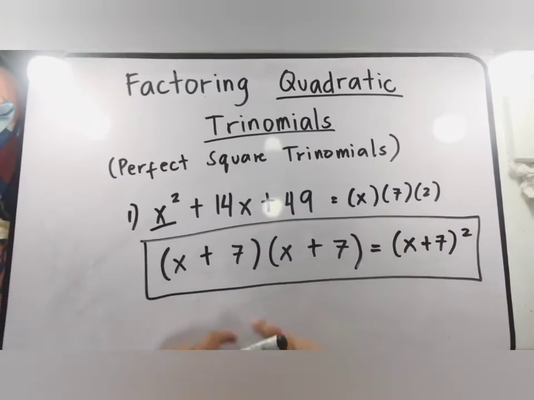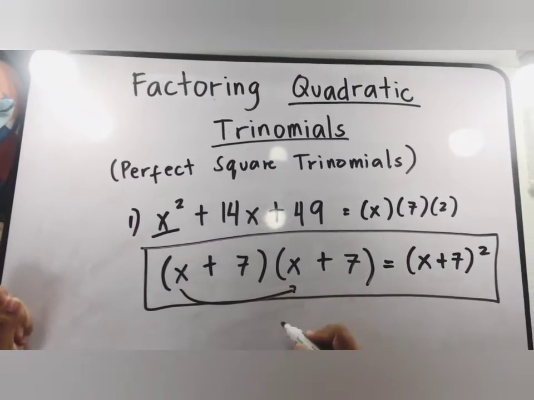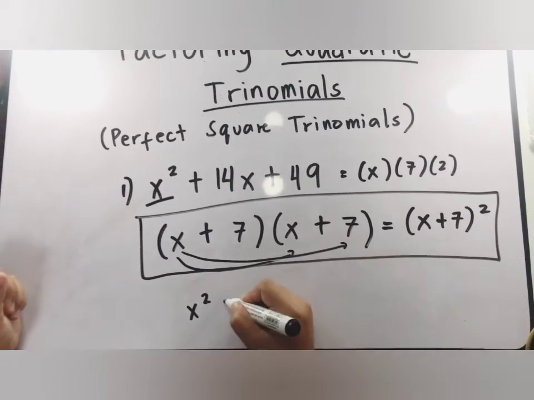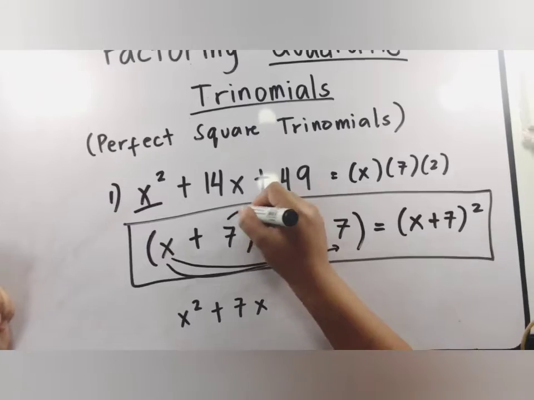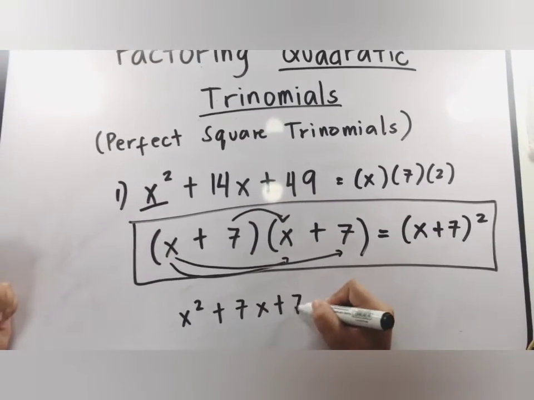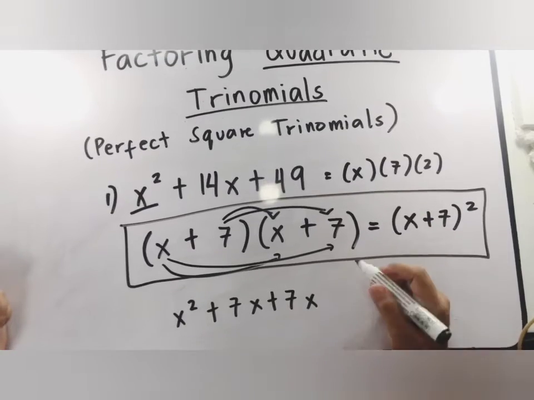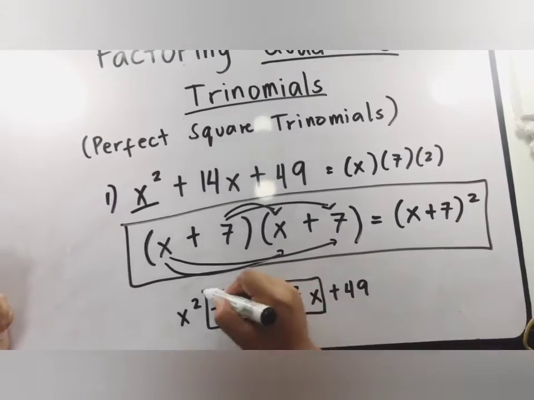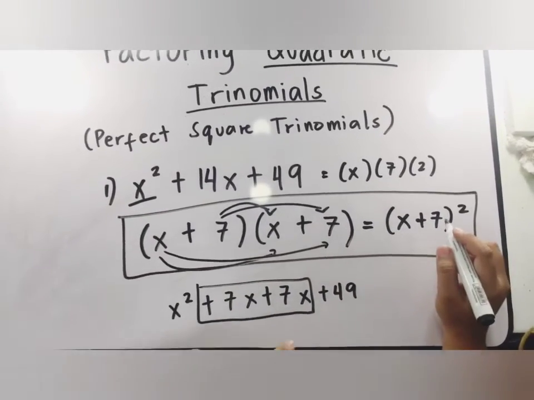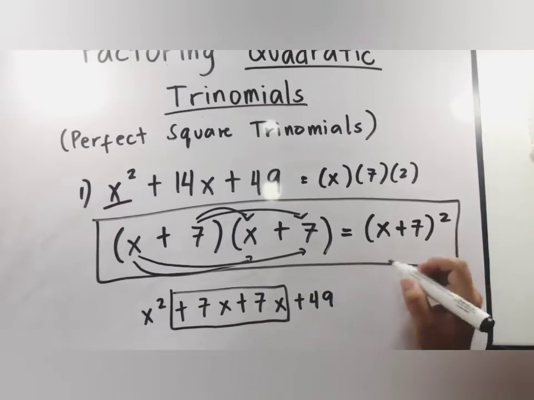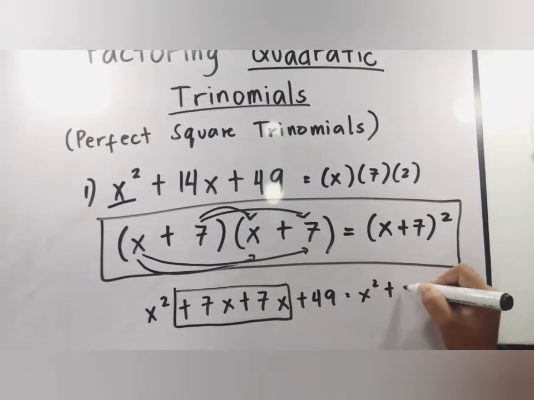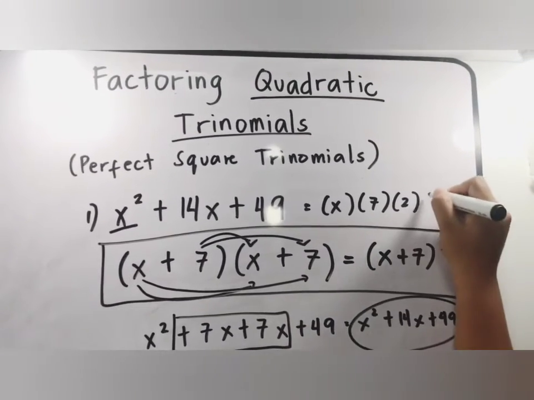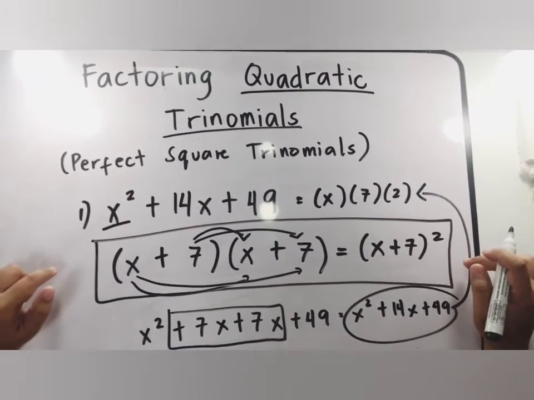So, try natin tong FOIL method. So, x times x, this is x squared. X times 7, you have 7x. 7 times x, this is 7x. 7 times 7, this is 49. Then, combine like terms, 7x plus 7x is equal to 14x. So, we have x squared plus 14x plus 49. So, since we arrive at the given, it means that these are the right factors.